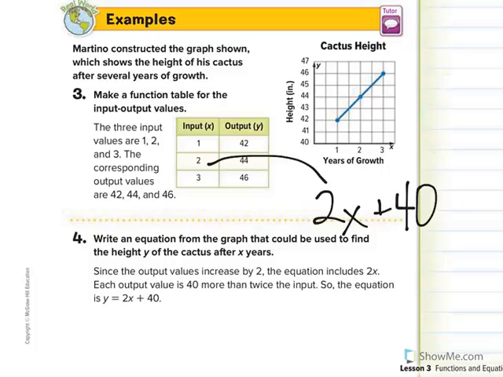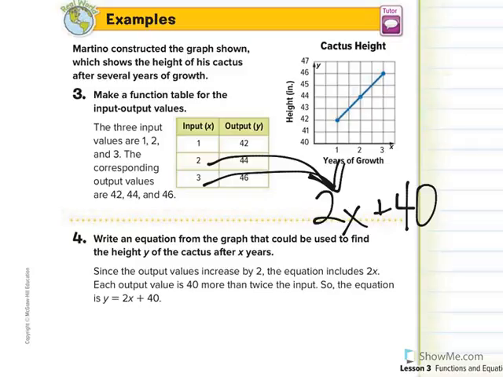So if I plug in my 2 as x, 2 times 2 is 4, and if I add 40, I will get 44 that I have as my output. If I plug 3 in for x, 2 times 3 is 6, and if I add 40, I'll get 46, which is my output. So that is correct.